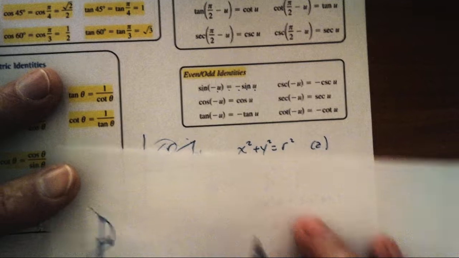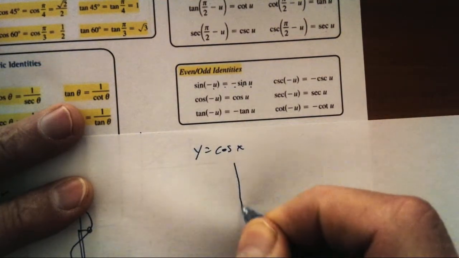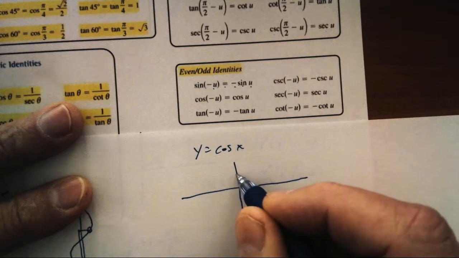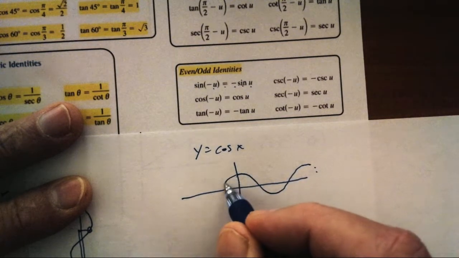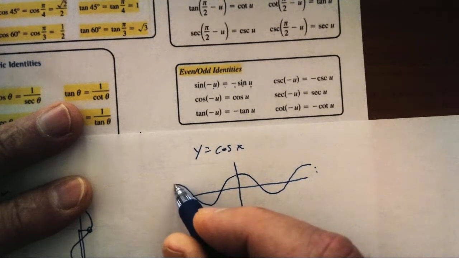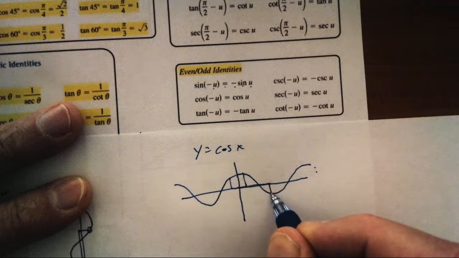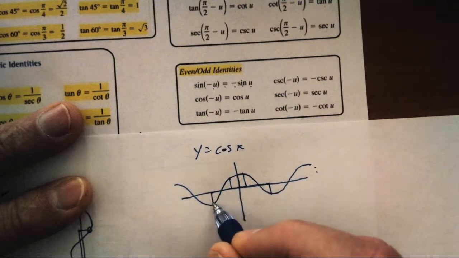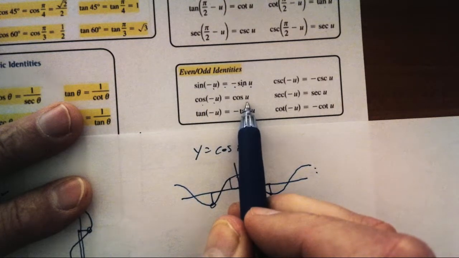Whereas cosine graph, and we should know by this time, cosine graph looks like this and continues on. The height to the right is equal to the height to the left. The height to the right, this distance, is equal to the height to the left, the same distance. Now, therefore, the height to the left is equal to the height to the right.